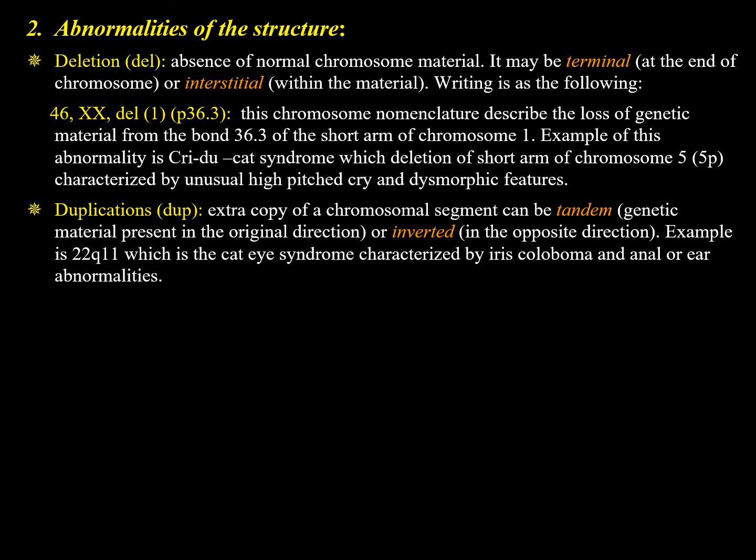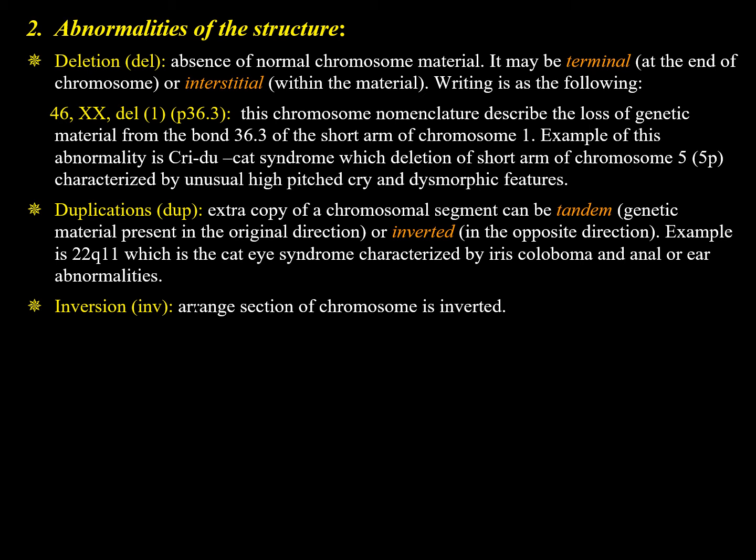Duplication, an extra copy of a chromosomal segment, can be tandem or inverted. Tandem, the genetic material is present in the original direction, or inverted, in the opposite direction. For example, duplication of 22q 11, which is the cat eye syndrome, characterized by coloboma and anal or ear abnormalities. It is written as duplication.